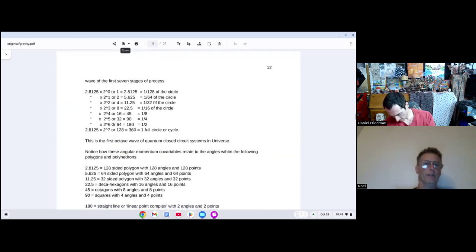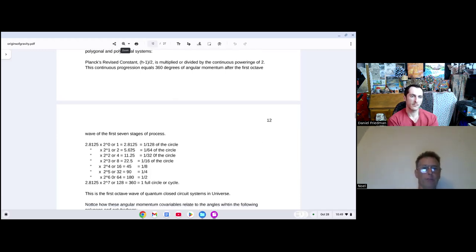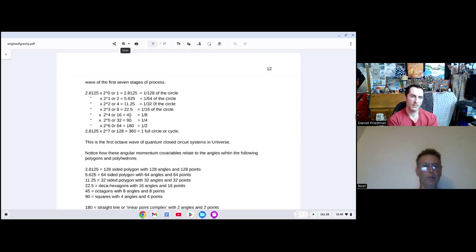You'll notice that when we use h minus 1 divided by 2, or 6.625 minus 1 divided by 2, we get the number 2.8125. When we continue to double this number, we'll notice that we get the angular momentum covariables related to 360 degrees, one full circle. So there seems to be a translational metric within Synergetics, which is then enabling us to translate Planck's constant into angular momentum covariables.